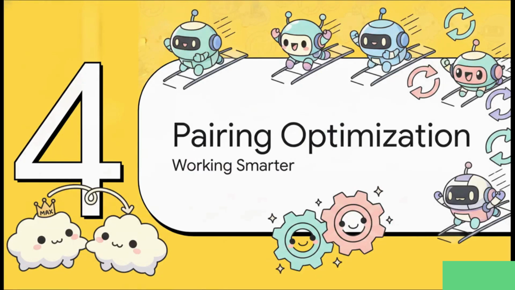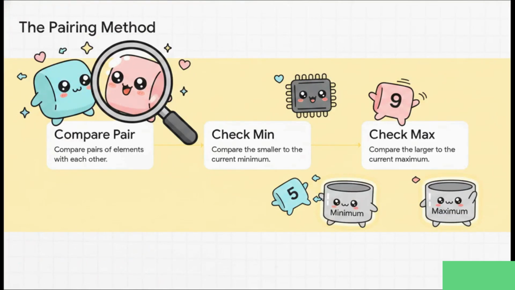All right, Section 4, the pairing optimization. Working smarter. Now, what's really interesting here is how we can actually combine the search for both the min and the max simultaneously. This lets us beat that 2n-2 baseline we established earlier.